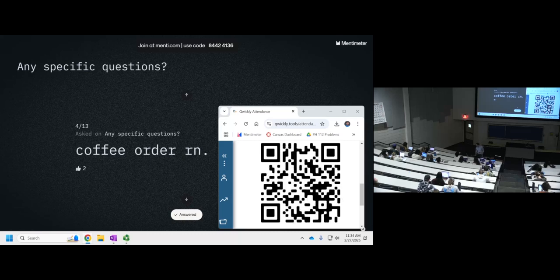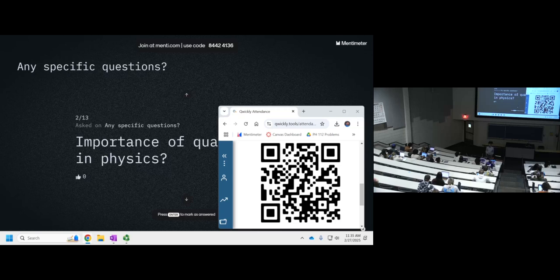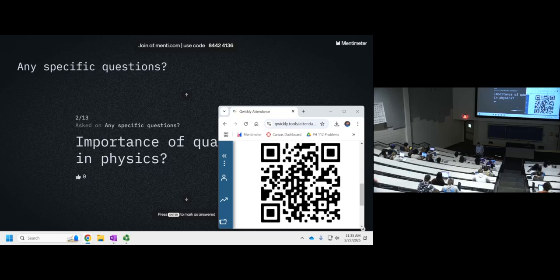Let's go back to questions here. Last three questions. Importance of quaternions in physics. Most of what we do in physics can be solved with Euler angles. If you are talking about the poles along the z-axis, then Euler angles will fail you, and quaternions become very, very relevant. Also, quaternions are a much more specific way to denote angles. If you want to learn them, I think it's worth your time.